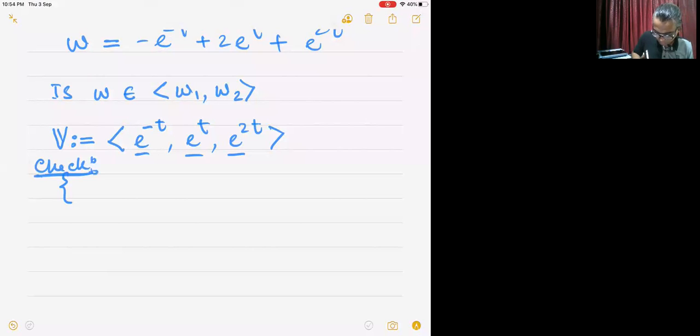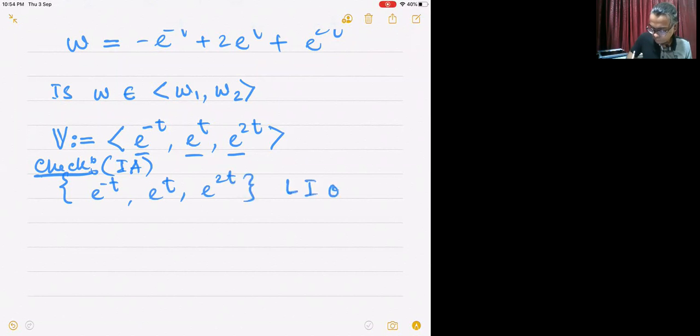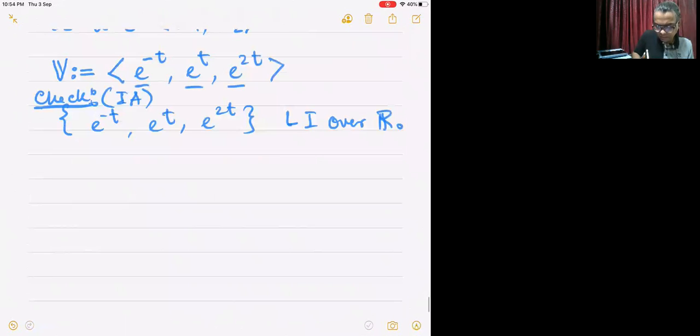Check. So, immediate homework: e to the power minus t, e to the power t, and e to the power 2t is a linearly independent set over R. So if it's a linearly independent set over R, then this can be taken as a basis, and this can be taken as an ordered basis. Now, if this is an ordered basis, notice how w1 comes out to be. Let me call this basis B.